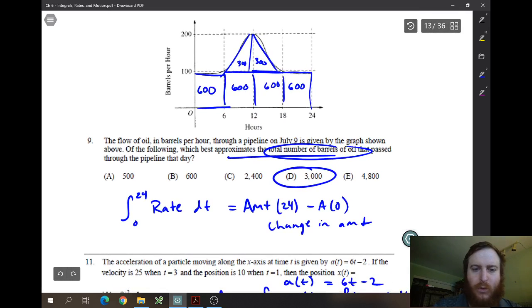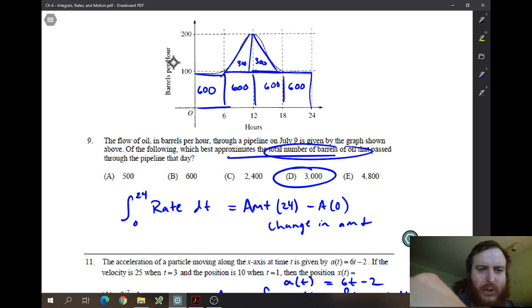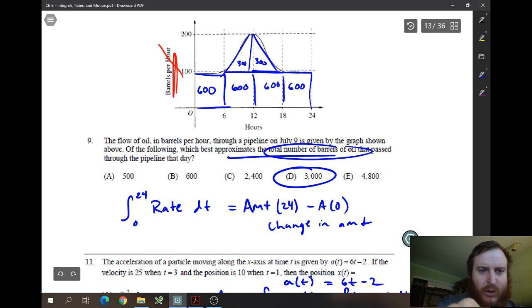All right, next one, we are given a formula where we see barrels per hour, and they ask for the total number of barrels. So if we're going to chop off per hour, we know that's an integral.